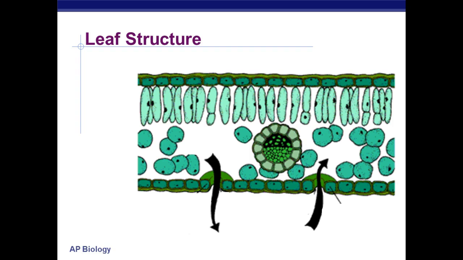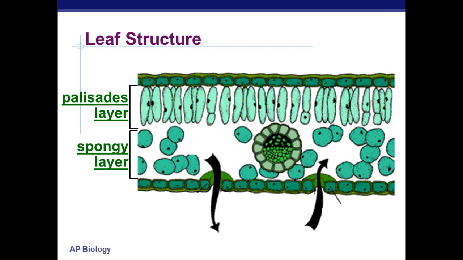So let's focus on the leaf a little more in detail. It can be divided up into a couple different layers, like the palisades layer, the spongy layer. There's an epidermal layer, which, just like our epidermis, our outer layer of skin, is protective. It's covered by a waxy layer called the cuticle that helps trap water inside.